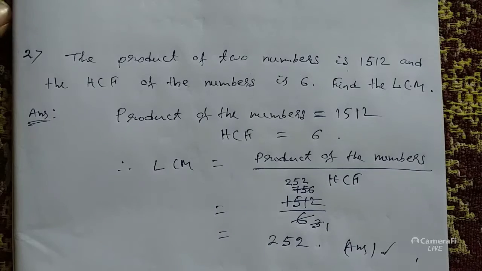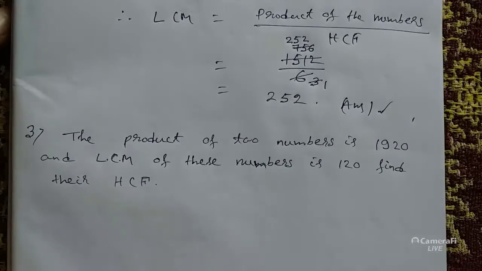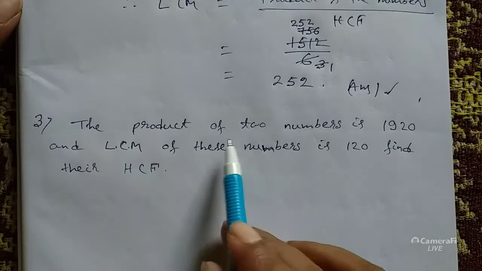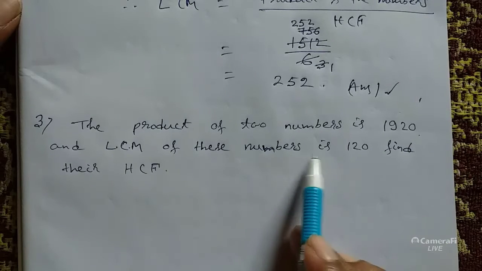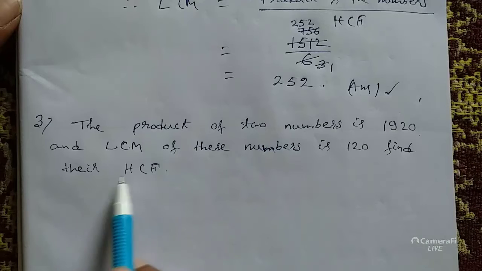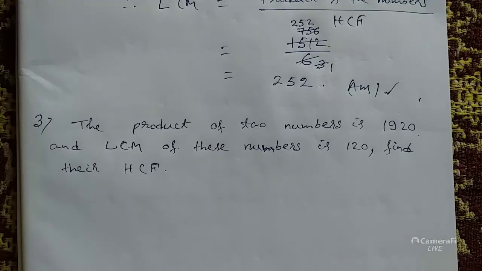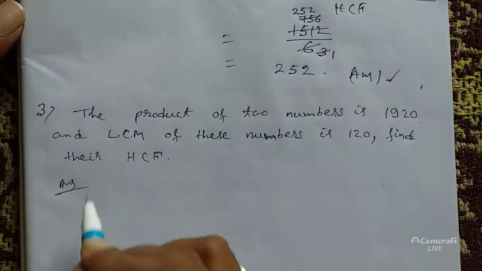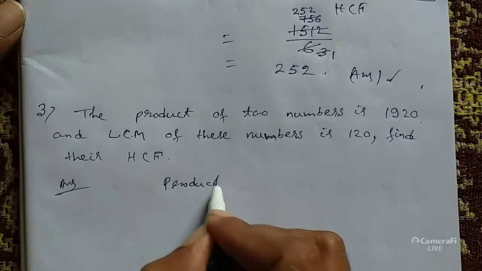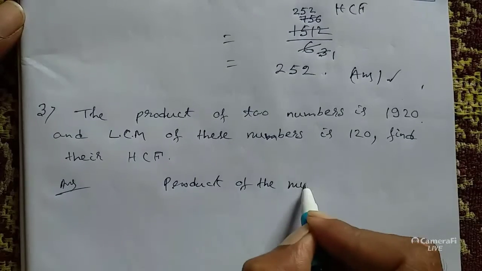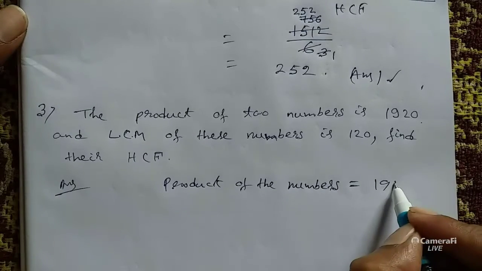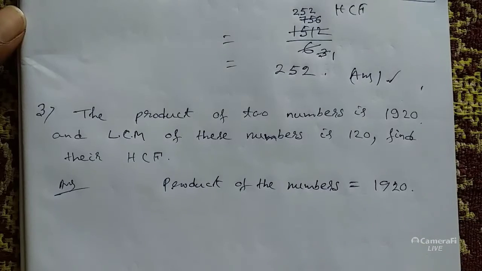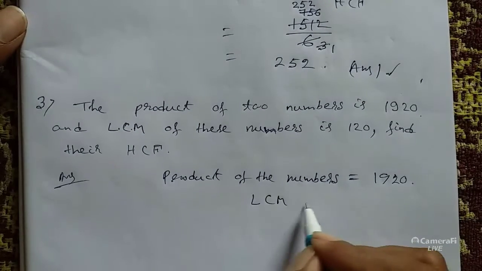Okay. Next, word problem number 3. The product of two numbers is 1920 and LCM of these numbers is 120. Find their HCF. You have to find their HCF whenever product is given and LCM is given. So here the product of the numbers equals 1920, and LCM is also given, 120.